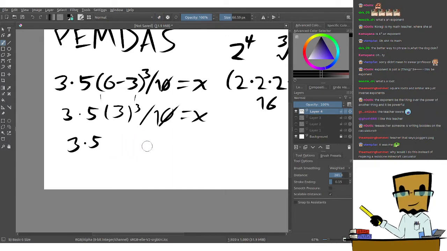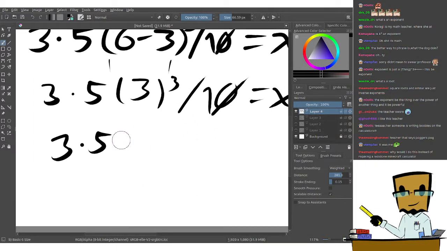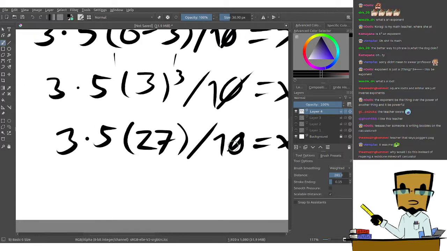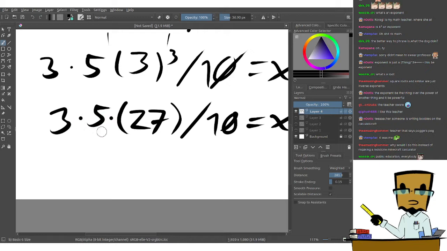Oh no, let me finish order of operations, because exponents are important. So 3 to the power of 3 is 27. Now, I don't remember exactly which situations this makes a difference in, but you technically have to do the multiplication next to the parentheses first. If it was written like this, then you'd be able to do all of this at the same time.